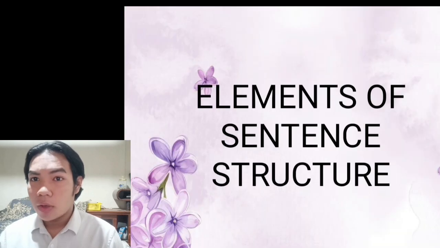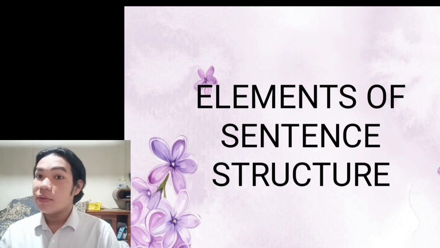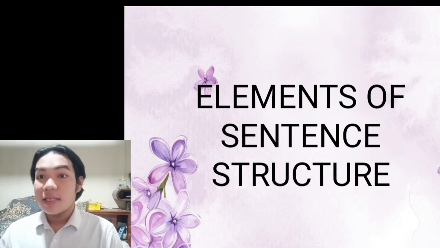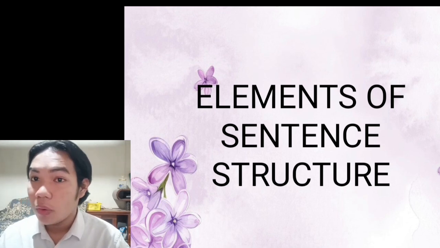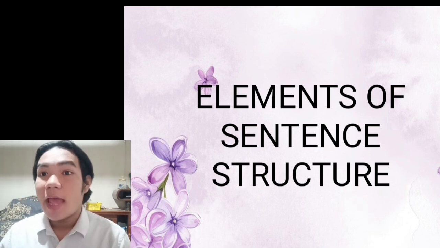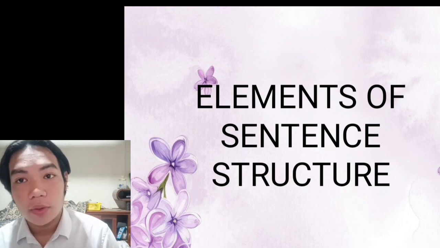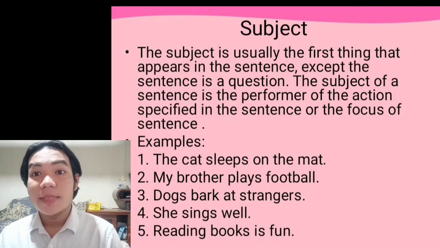So let's move on to the elements of sentence structure. These are like the parts of a machine. They each have a role when it comes to a sentence, and they work together to make the sentence fully functional and function properly. First, the subject.